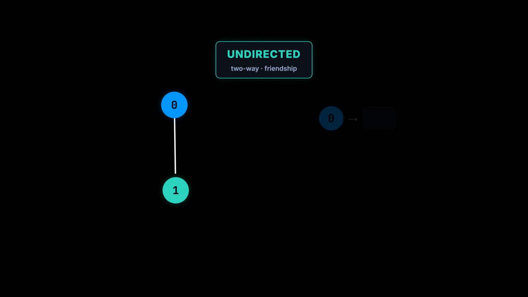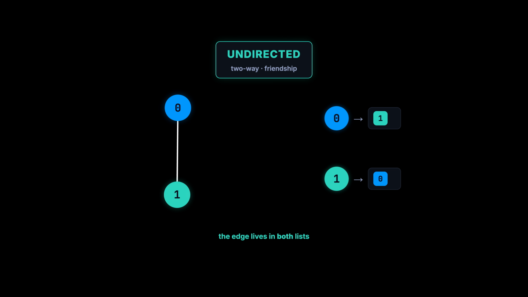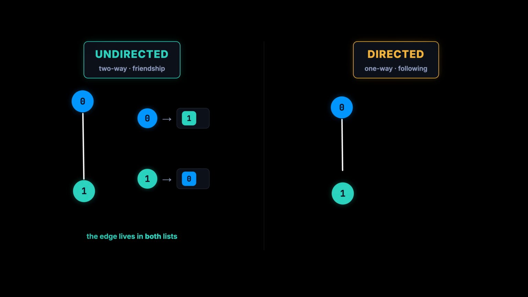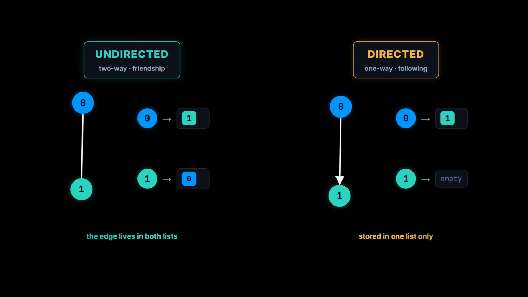Now, this depends on the type of graph. In an undirected graph, like a friendship, the connection is two-way. So if 0 is connected to 1, then 1 must also know about 0. That means we add 1 to 0's list, and we also add 0 to 1's list. The same edge lives in both lists. But in a directed graph, like following someone on Instagram, the connection goes only one way. So we add it to just one list, the followers list. The other node's list stays empty. Same adjacency list, we just store the edge in one direction instead of 2.